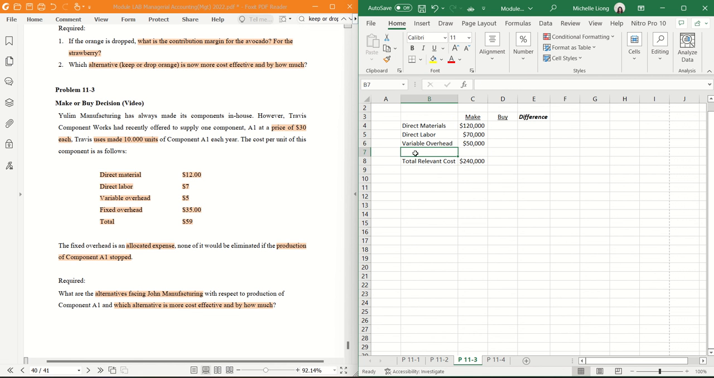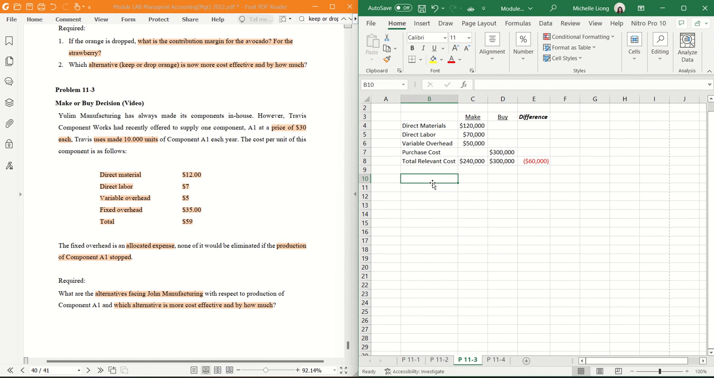What if we buy? It will be our purchase cost. They say that Travis Component Works had recently offered to supply component A1 at a price of $30 each. So if you buy at $30 each, 10,000 units, it will be $300,000. So the difference is $300,000 minus $200,000. So the difference is this.